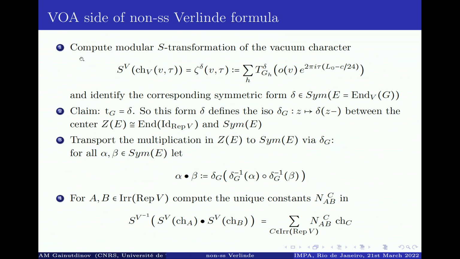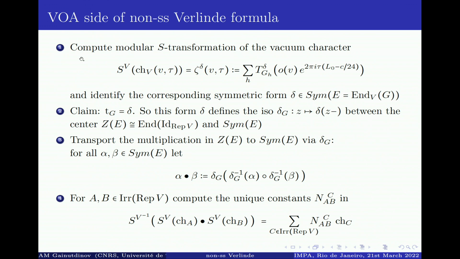So on symmetric forms alpha and beta, I now have a special multiplication, which is given by this formula. Now take your characters, character A, character B, and calculate the modular S transformation, Lyubashenko's S transformation. At this point you should get the corresponding symmetric forms.